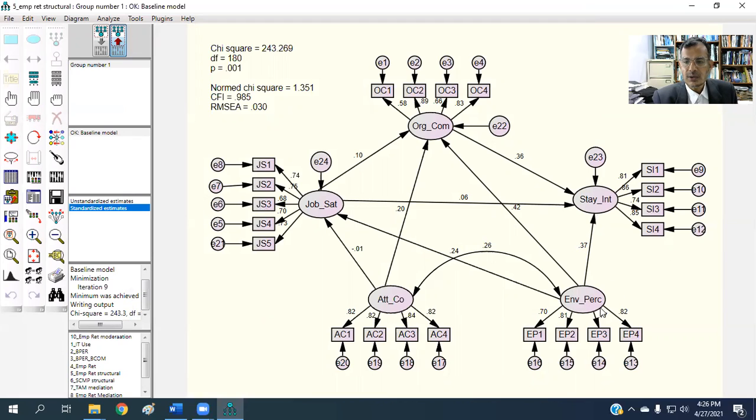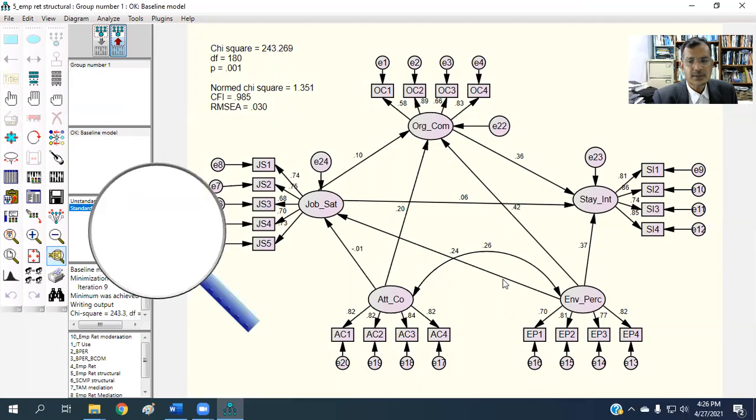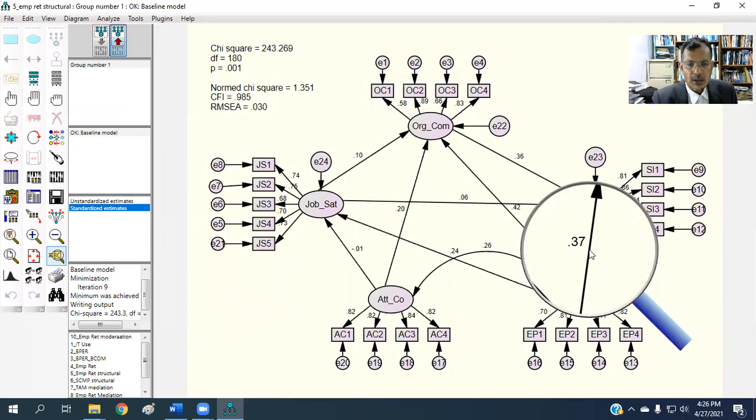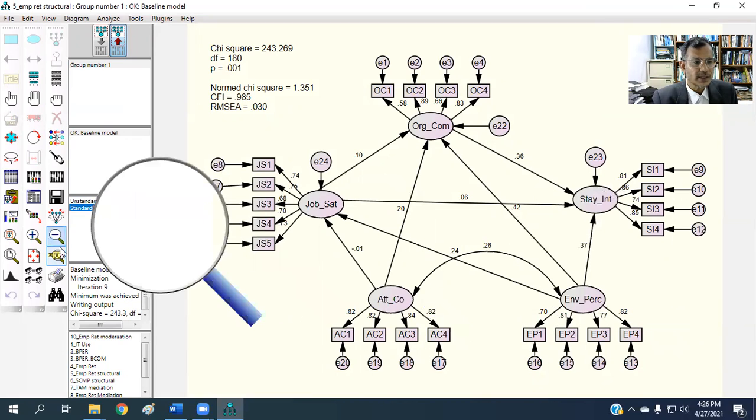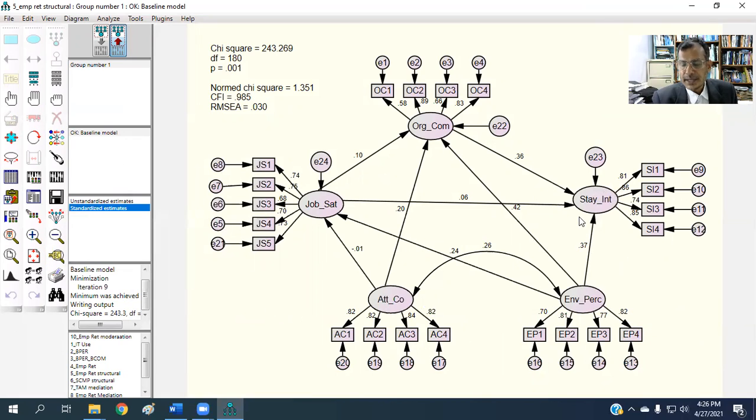We have already got the direct path, and this path coefficient is 0.37. This is also significant, we can go and check. That means the direct path is significant, and the indirect path is significant. So that means organization commitment is a mediator, but it is not a full mediator, it is a partial mediator. So the hypothesis is supported partially. This is the first phase of the mediation test.